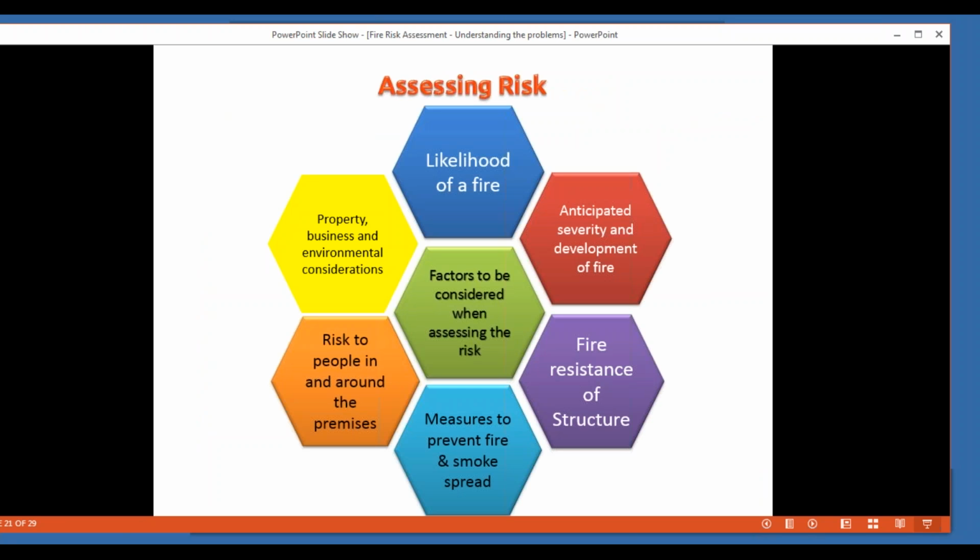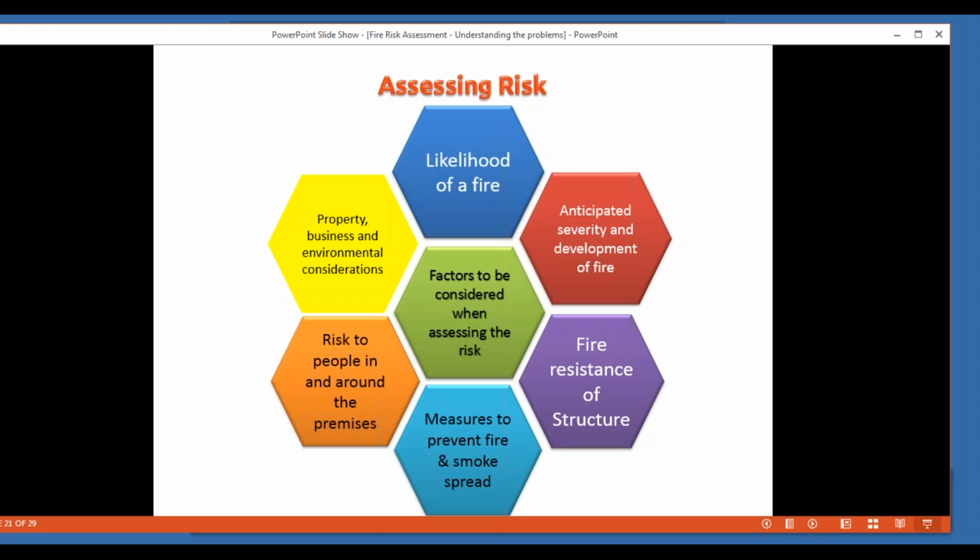So I've touched on looking at the risk, and it's very difficult to actually say exactly what I have to look at. You can't really give somebody a checklist and say go away and work to this. You have to have the ability to look at a building, look at a premises, look at what's going on, and identify where the potential hazards are. And that is the trick.